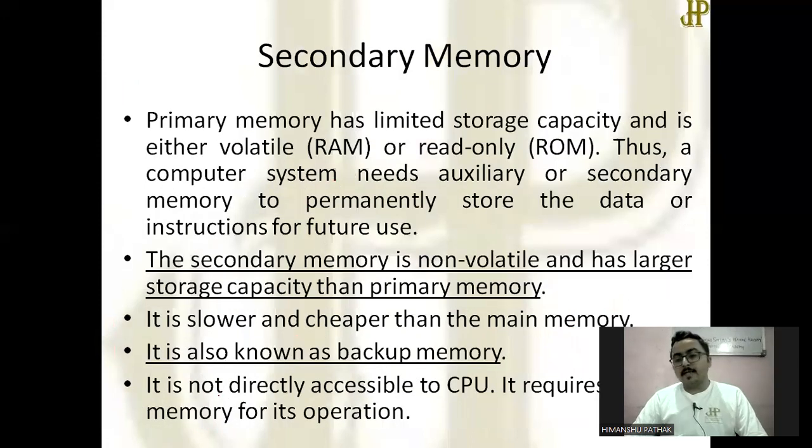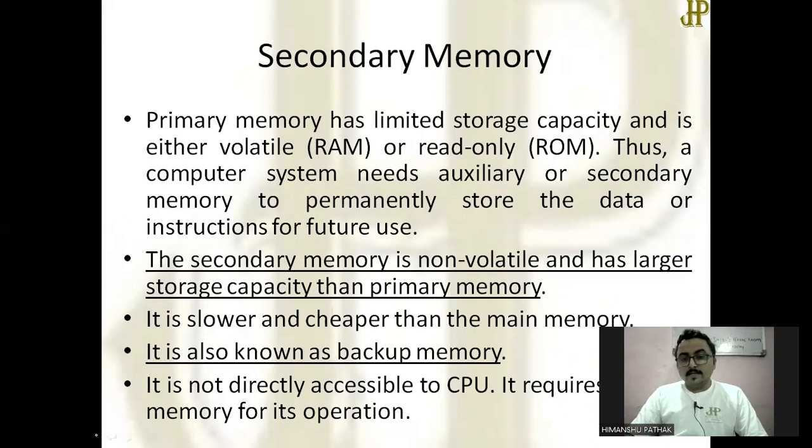Next one is secondary memory. As the name suggests, if you want to store your data or results permanently, so that they can be used later on, then we need another type of memory known as secondary memory, which is in the classification of what? Magnetic memory. Okay, clear? So that we can use that data in the future.